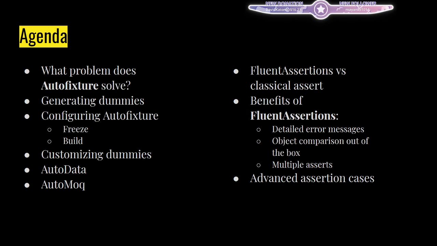The next part will be an easier one about Fluent Assertions. How does it compare to classical assertion, and how and why would we care about using Fluent Assertions over normal assertions?